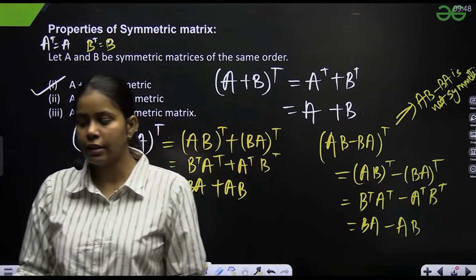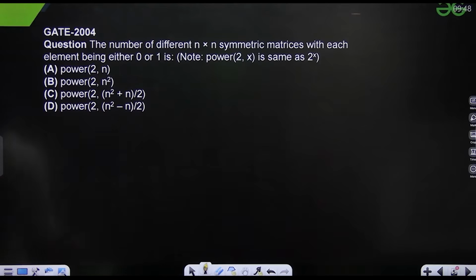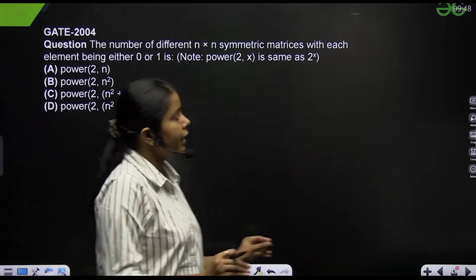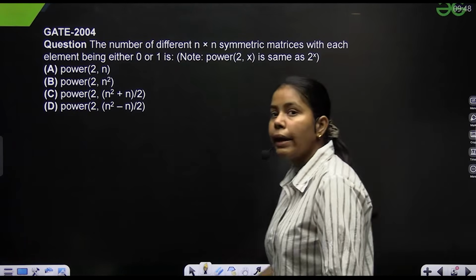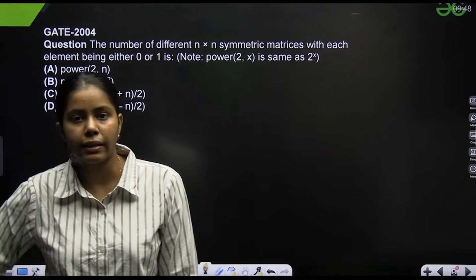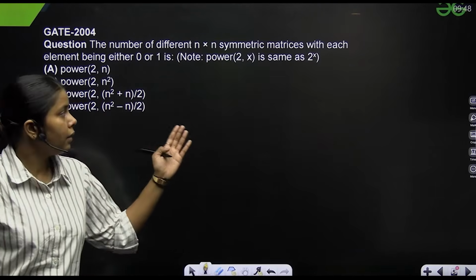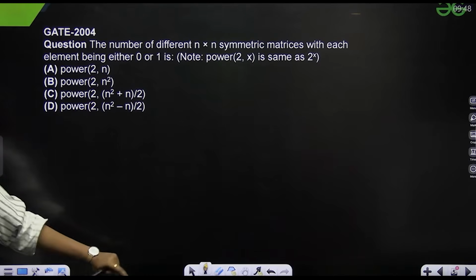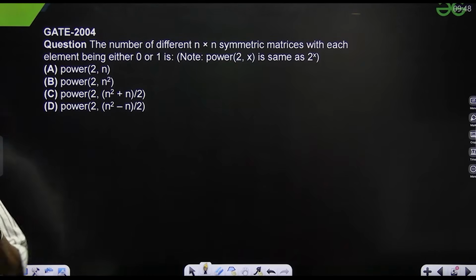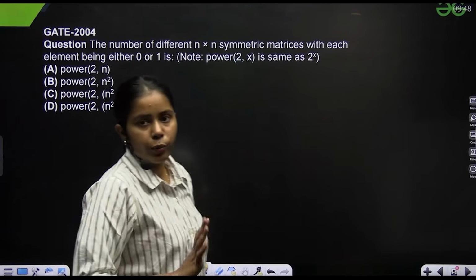Let's do one question based on symmetric matrices. This is a question asked in GATE 2004. It says: the number of different n cross n symmetric matrices with each element being either 0 or 1. The options given are 2 to the power n, 2 to the power n squared, 2 to the power (n squared plus n) by 2, and 2 to the power (n squared minus n) by 2. I need to find out which option is correct.